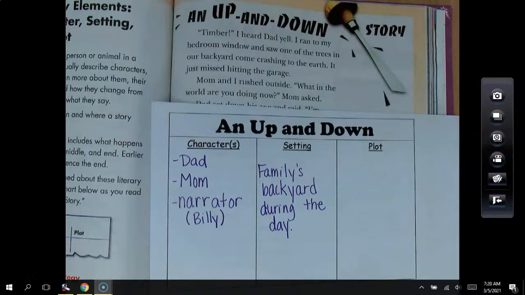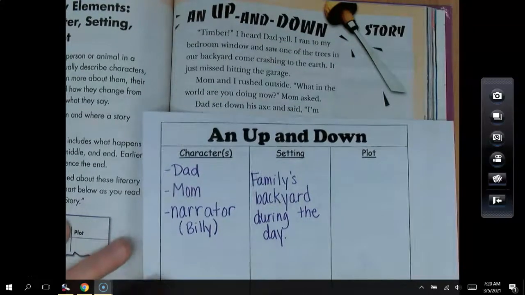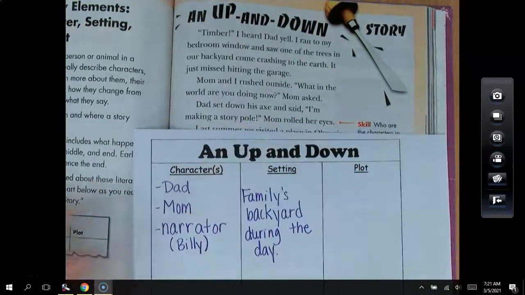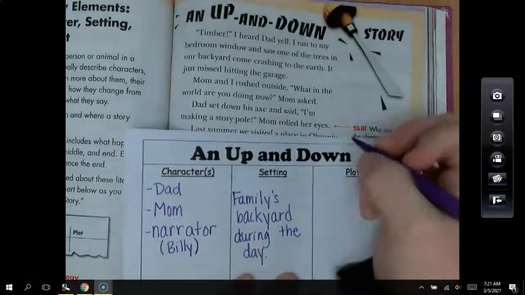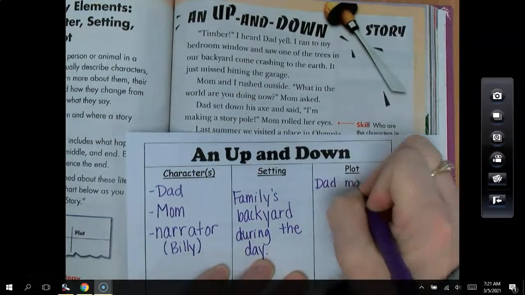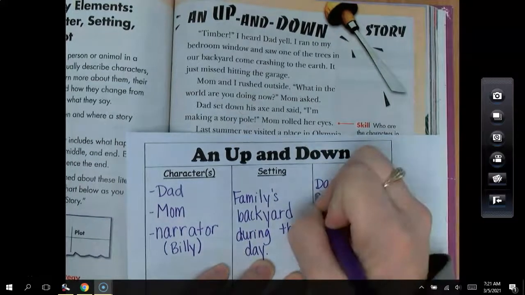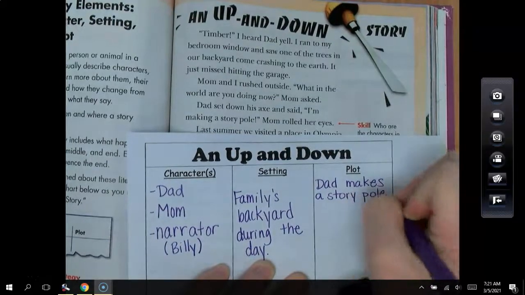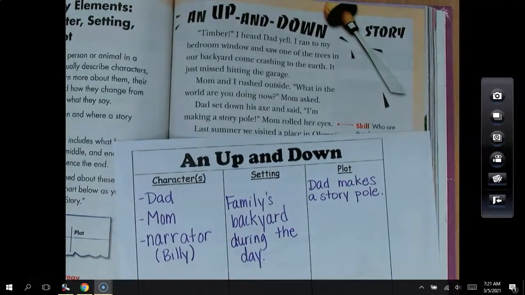So what happened at the beginning of the story? What is Dad doing? Dad wants to make a story pole. Remember, he cut down that tree, and Mom and Billy rushed outside asking what he was doing, and he said, I'm making a story pole. So we could say that Dad makes a story pole.